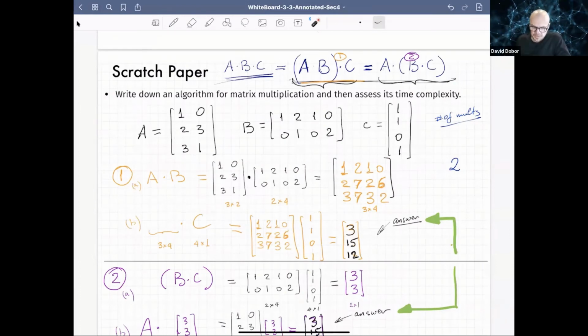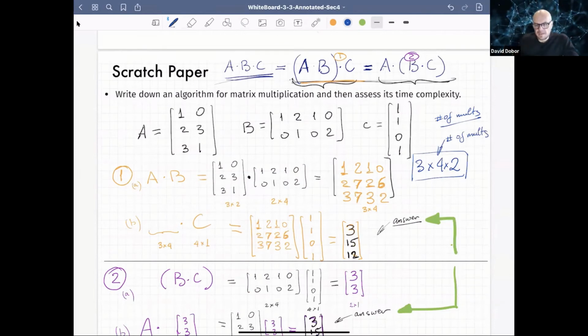How many multiplications did I use to compute that 6? 2 times 0 plus 3 times 2. That's that 6. That was 2 multiplications. So every entry in this 3 by 4 matrix took 2 multiplications. For that many multiplications, number of mults.